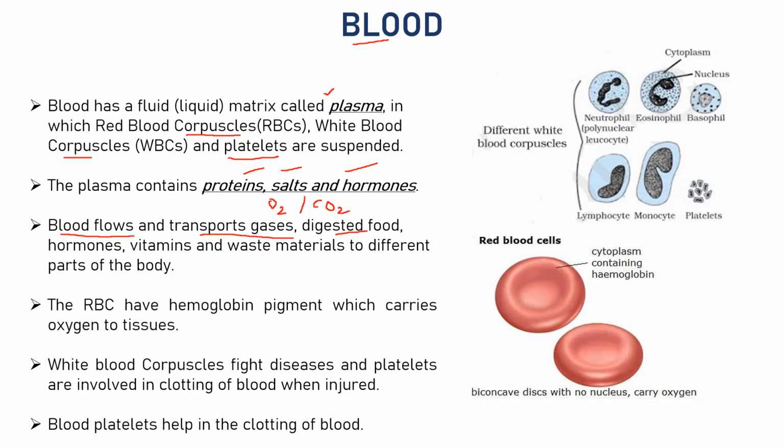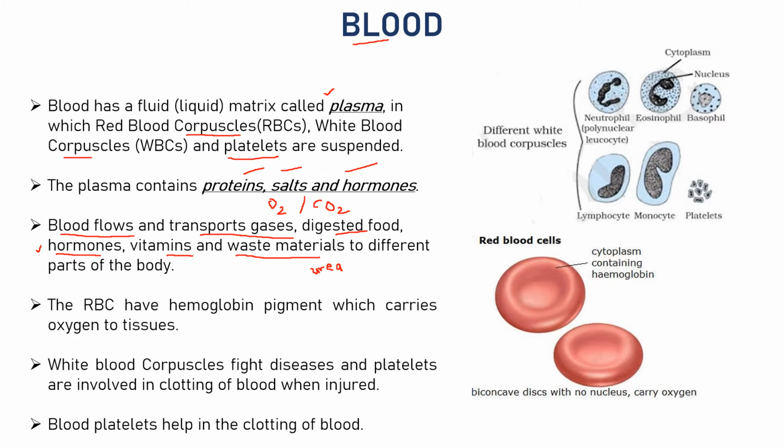Then it helps in the transportation of hormones which are secreted by the endocrine glands, vitamins which are absorbed from the digested food, and waste materials. Yes, when there is metabolism of proteins, then definitely a waste material is produced. The waste material is a product of metabolism in the cells, such as urea. Urea is very dangerous for our body, right? Urea, uric acid, all these waste materials should be thrown out from our body, right?